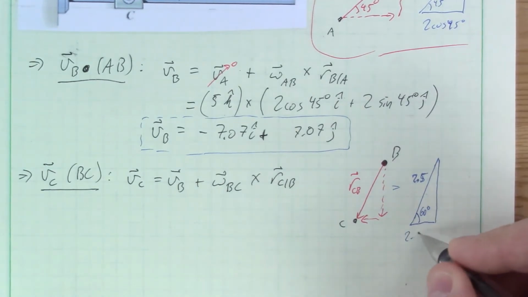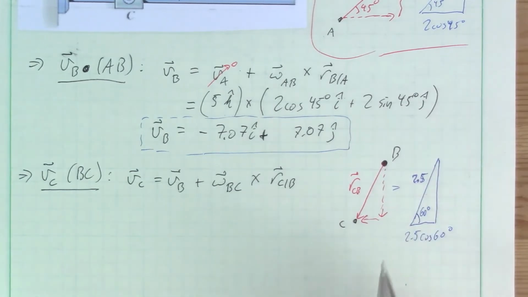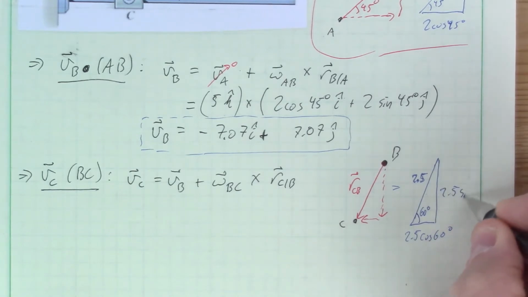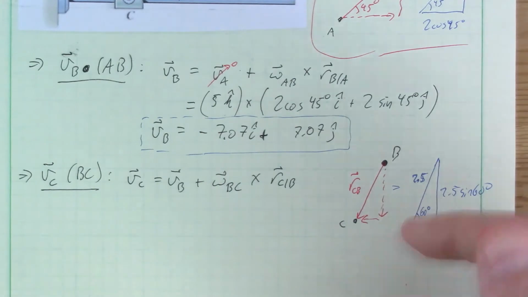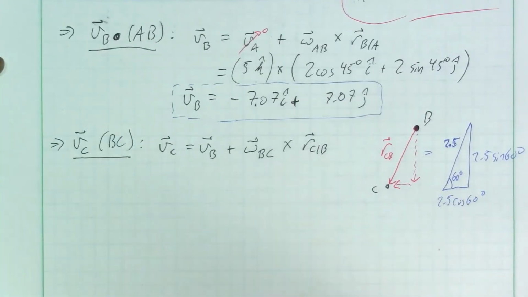So the I hat component is going to be 2.5 cosine 60 degrees, but the actual vector is going to be negative, right? And this is 2.5 sine of 60 degrees. The actual vector is negative as well in terms of the I hat, J hat components. VC is definitely a little bit more complicated because of this.